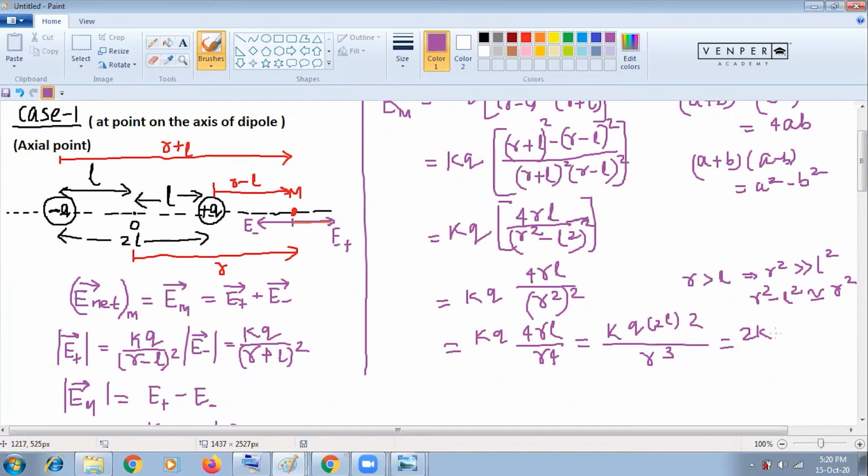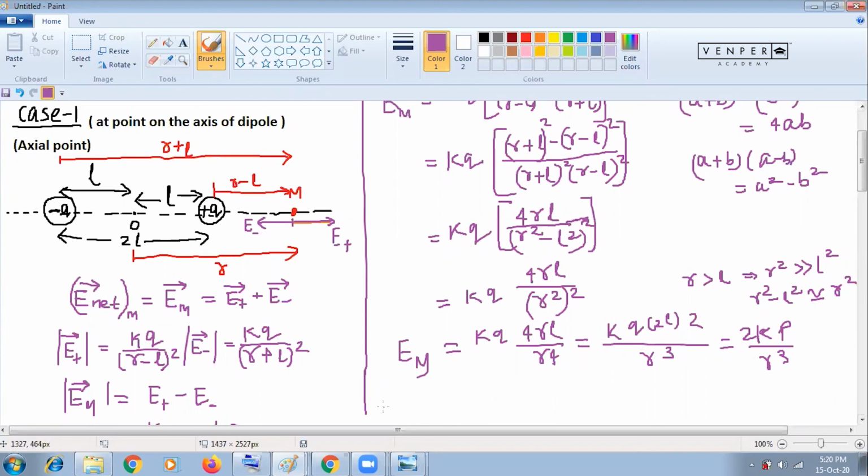If you write this perfectly, it will come as 2K. Q into 2L is nothing but the dipole moment P. So P by R^4. So how much electric field is coming? Now electric field at point M is coming as 2KP by R^3. So this you have to remember. This is the magnitude format.